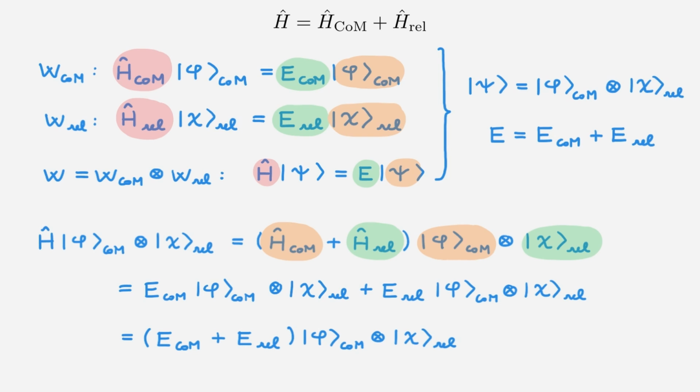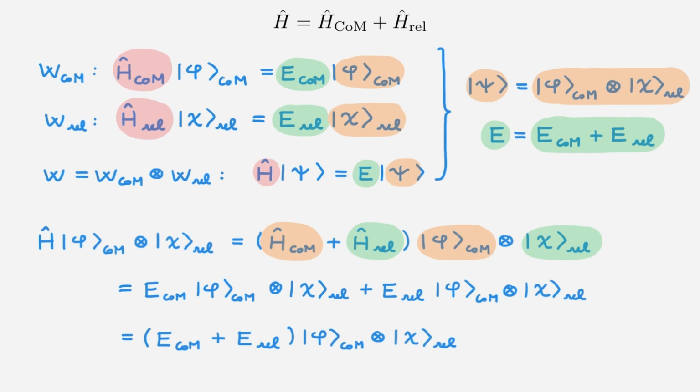Overall, this confirms that the tensor product state is an eigenstate of the full Hamiltonian, so we can indeed write the eigenstate psi as this tensor product. And we also immediately see that the eigenvalue is simply the sum of the eigenvalues of the two separate Hamiltonians here.